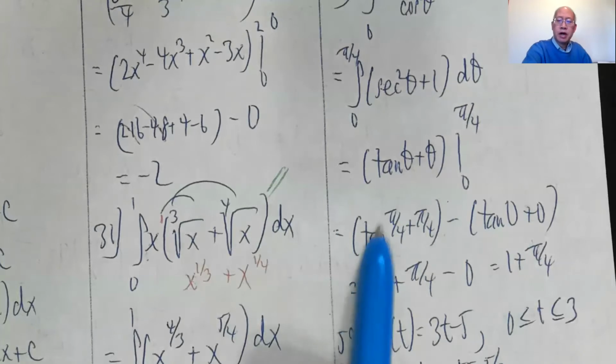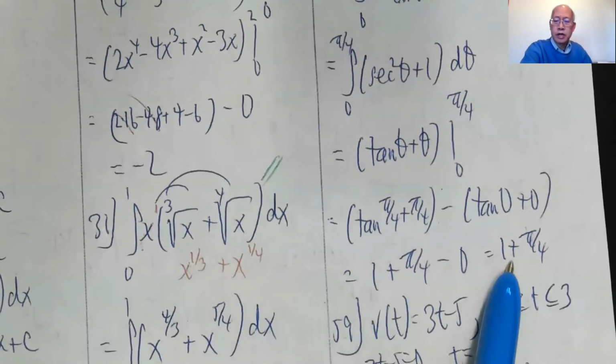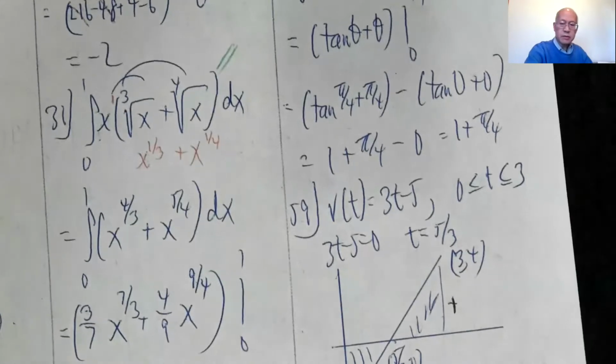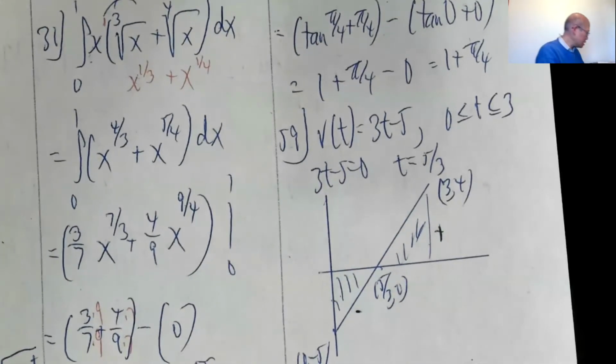Pi over 4: tangent pi over 4 plus pi over 4. Tangent of pi over 4 is 1. So 1 plus pi over 4 is my answer. Okay, finally 59. Okay, so those problems at the very end.